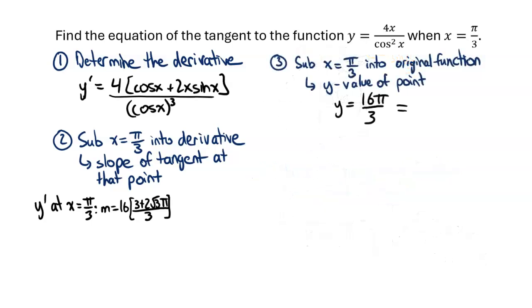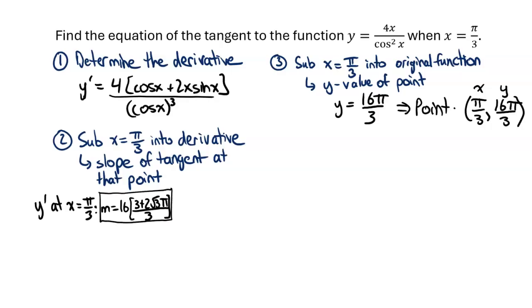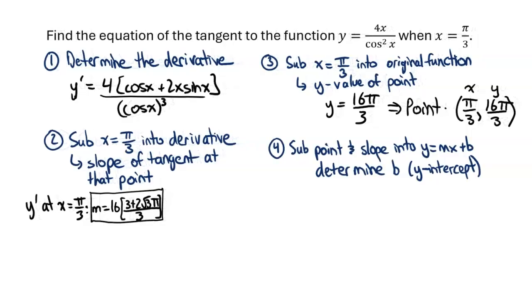So now I have a point. I have a point that is pi over 3 and 16 pi over 3. And I have a slope that's on my left side of my screen. And I'm going to put all these together in the equation y equals mx plus b. And that will allow us to determine the y-intercept, determine the b value.